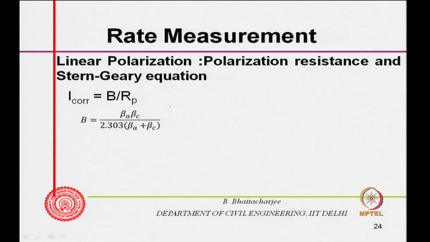and I can use the Stern-Geary equation to find the corrosion current density. So I cor is given by B divided by R P, where R P is called polarization resistance, which is nothing but delta E over delta I for small current.